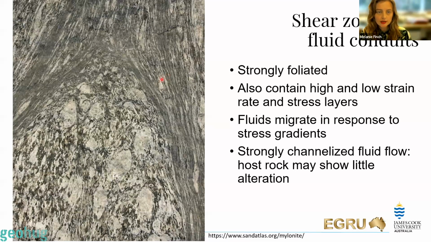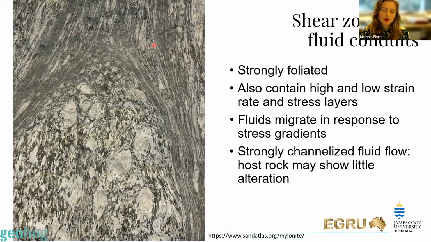So these zones are really interesting when you drill down into them. This layering is called foliation. So they're strongly foliated, and within this, there are actually layers that are higher strain rate and lower strain rate. When I say strain rate, you can just think about it as the rate that the rock is deforming, which is higher and lower in different sections of this shear zone. And I'll show you what I mean a bit more by that a bit later.